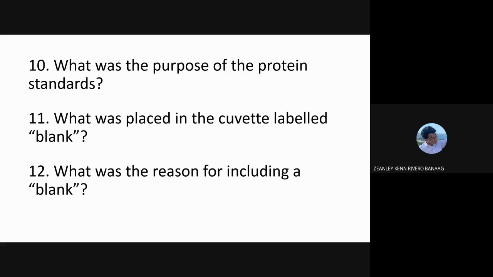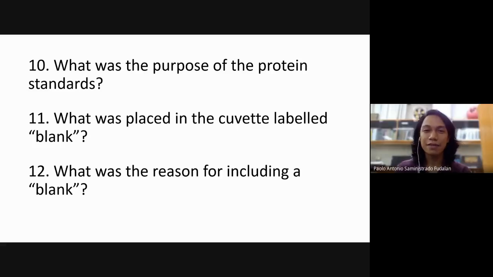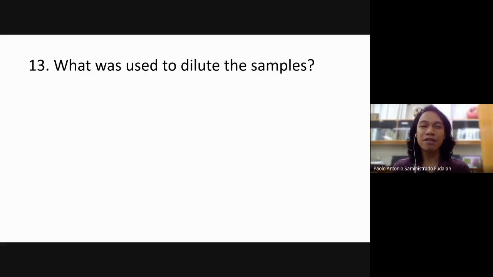Para makalibrate, sir? Exactly. That's correct. So your blank is supposed to be zero absorbance. So you put it in your spectro, you set the 595 nanometer, you run it with a blank, no, you inside we don't see it, but the yellow light passes through the blank and everything passes through and the spectrophotometer will say 0A or zero absorbance to calibrate. All right. That's correct.